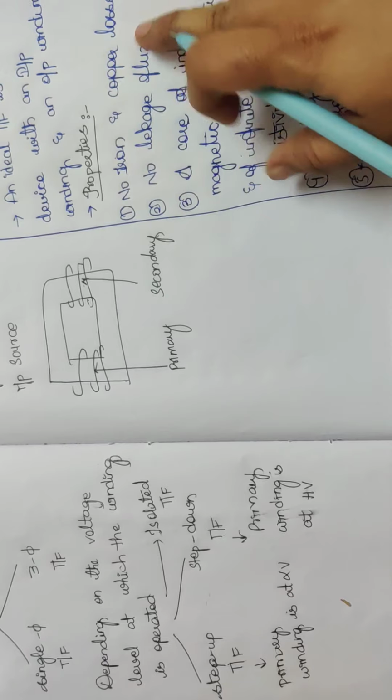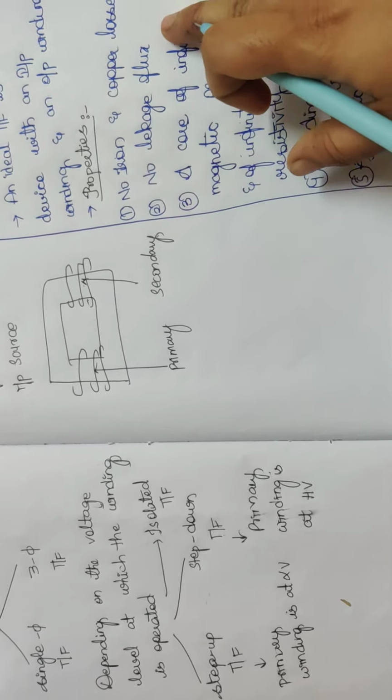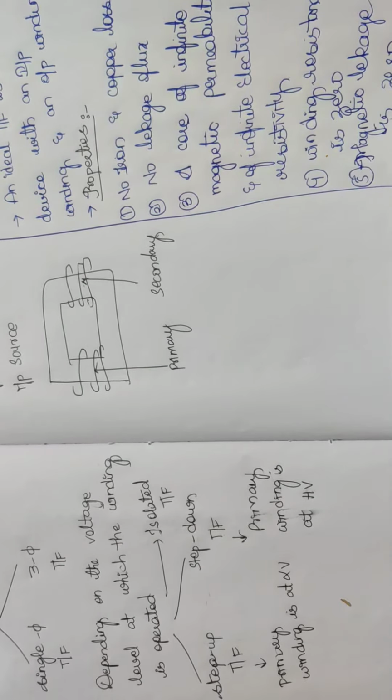No iron and copper losses, no leakage flux. Next, the core is of infinite permeability and infinite electrical resistivity. Next, winding resistance is 0. Next, magnetic leakage is also 0. Okay, we will all be studying these in the losses of the transformer.